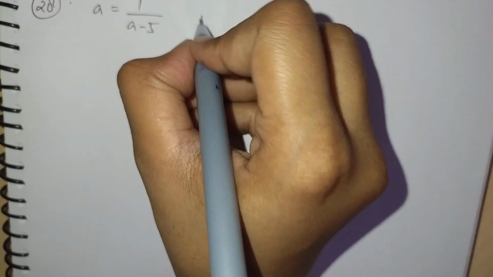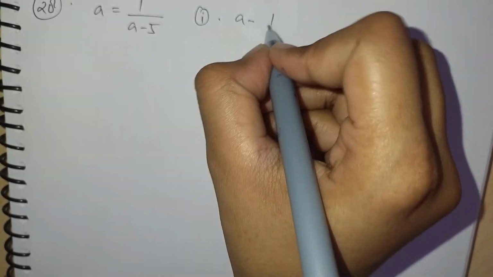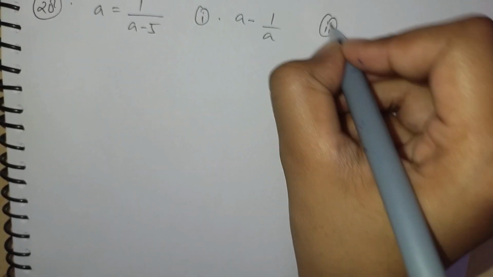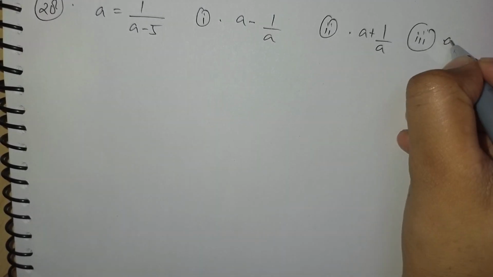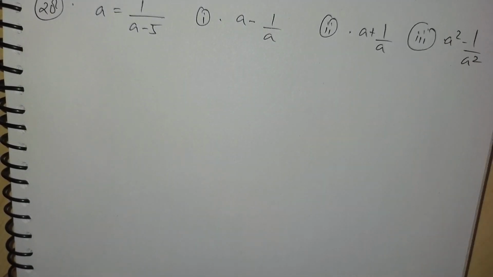Now let us solve the 28th question, which says that if a is equal to 1 by a minus 5, then find the value of first a minus 1 by a, second is a plus 1 by a, and third is a square minus 1 by a square.